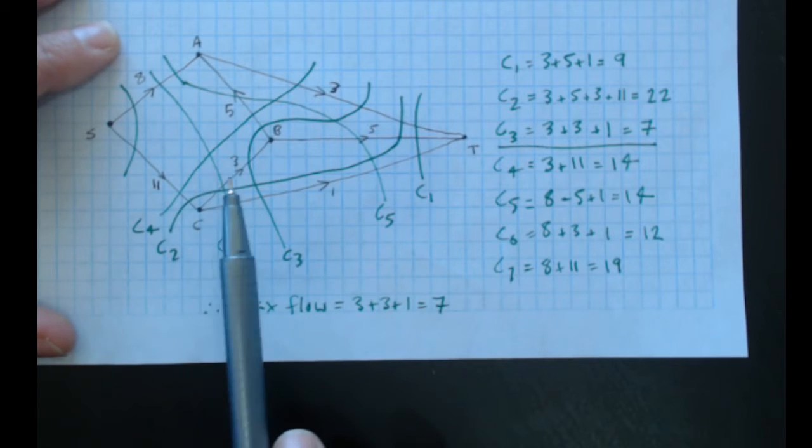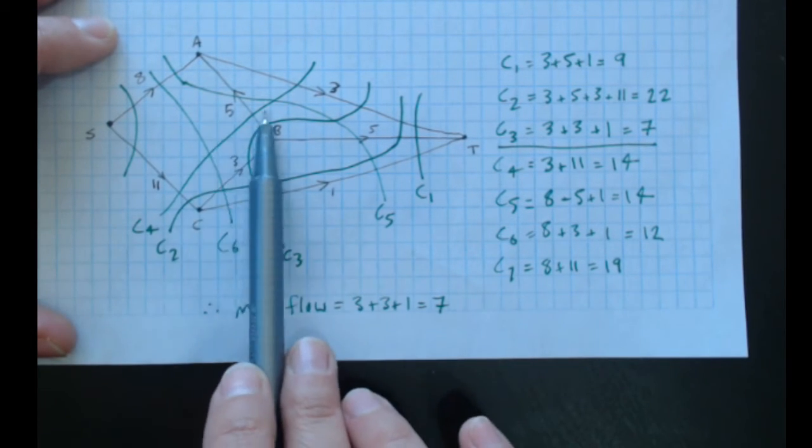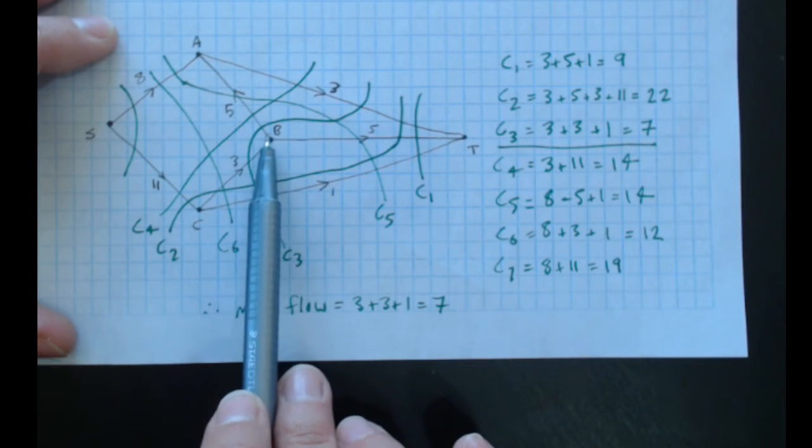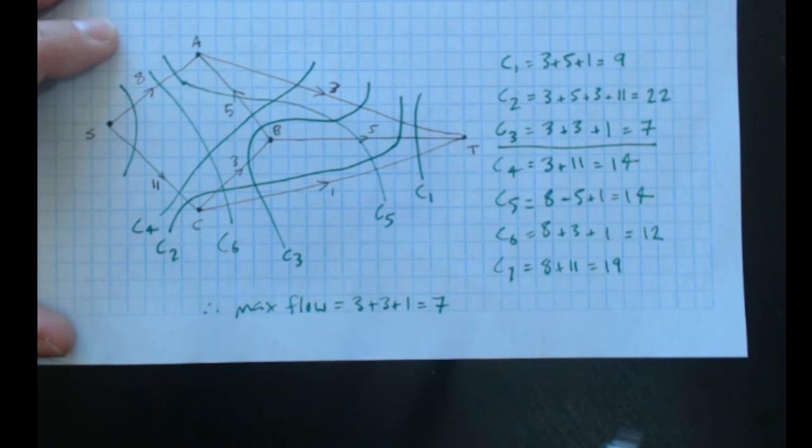And you do need to be able to remember that a cut has to completely separate source from sink. You do need to remember that you don't count arcs or edges that are going backwards in your capacity of a cut.